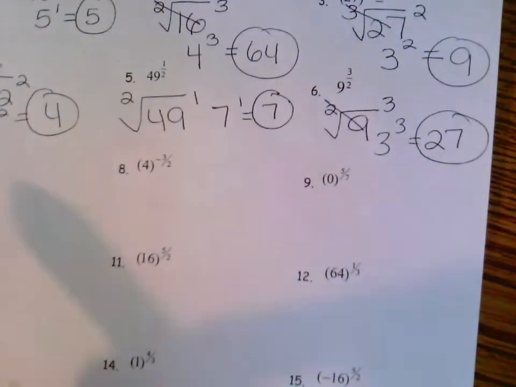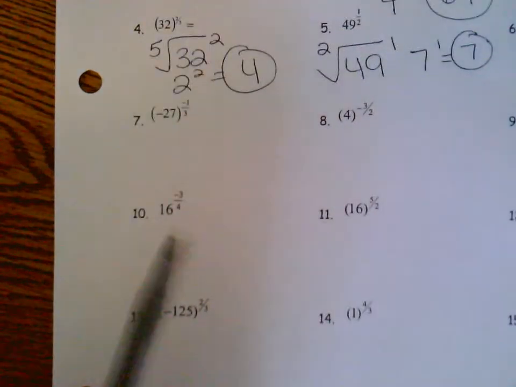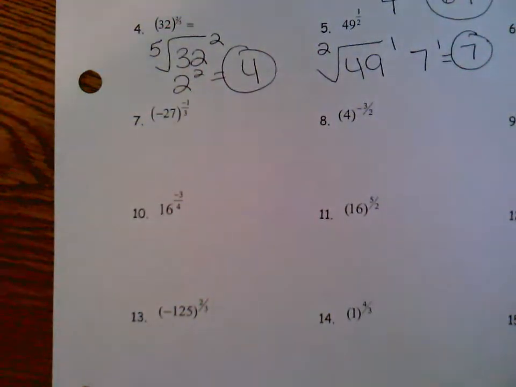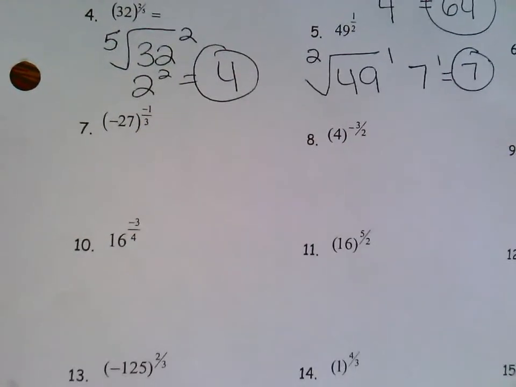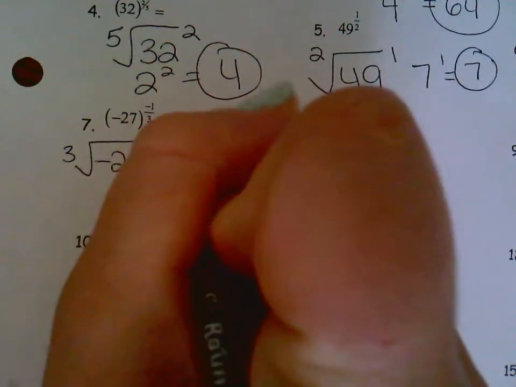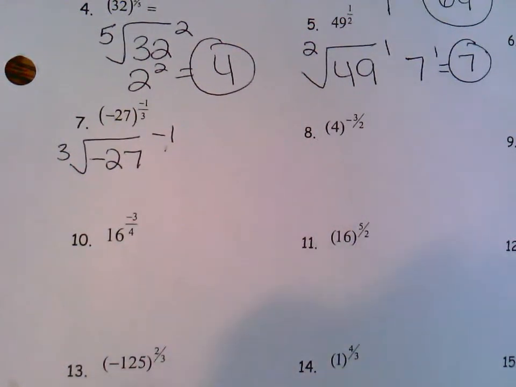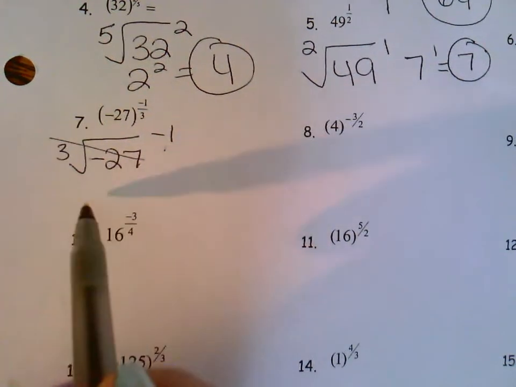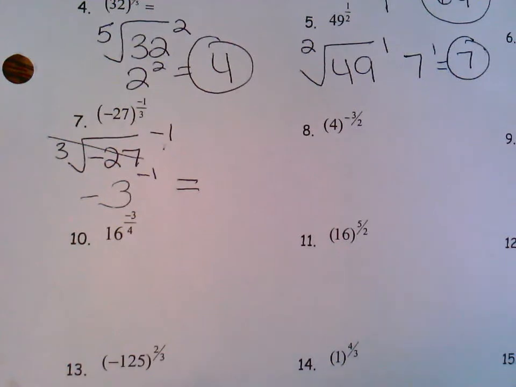So there's 2 negatives in number 7, though. There's a negative on the 27, and there's also a negative on the exponent. What does a negative exponent do? That does something different. That makes it a reciprocal at the end. So my first step is I'm going to take the cube root of negative 27, and then at the end, the negative 1 power takes the reciprocal. So we just said the cube root of negative 27 is negative 3, and I'm taking the reciprocal of negative 3. So I get negative 1/3.